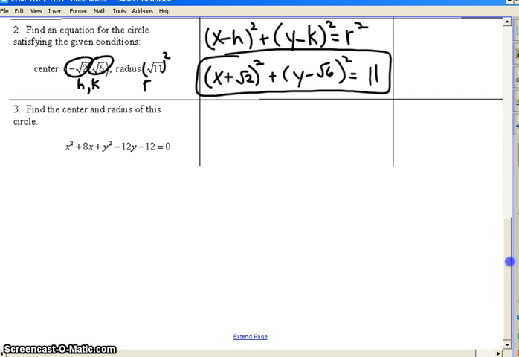On number 3, find the center and the radius of this circle. So what we're going to have to do is complete the square.